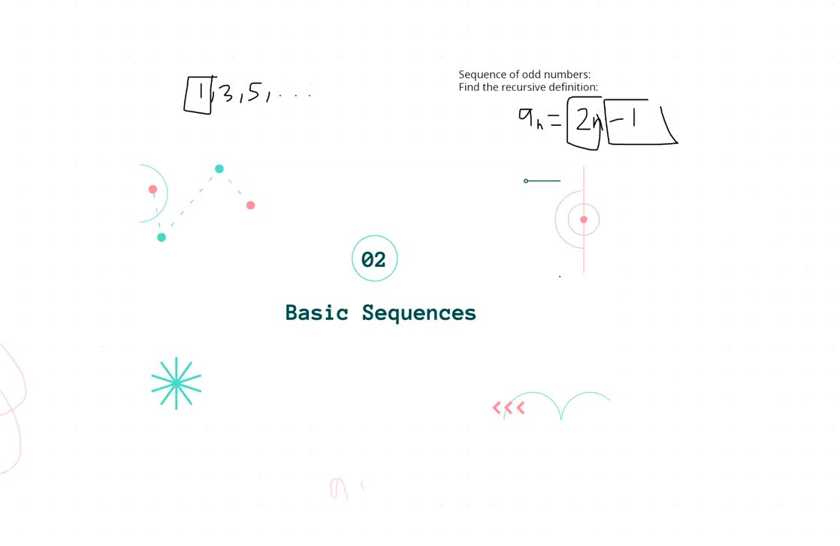So we want to have 2n, sorry, not minus, plus k, or some k, equal to 1 when n equals 1. So then that means that 2 plus k equals 1, and then k equals -1.